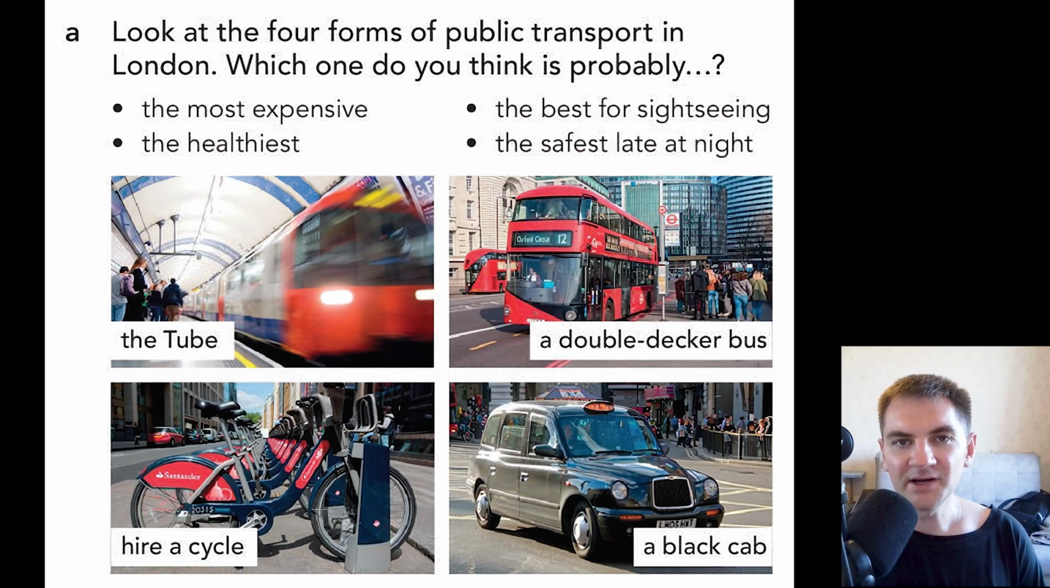Next is the final part, writing an article for a website. In this final part, you will learn how to write an article about transport. Let's get started. Part A. First, let's think and guess. Look at the 4 types of transport in London.